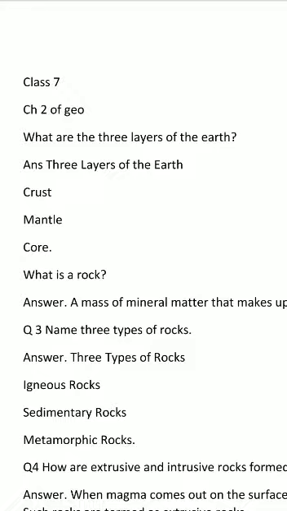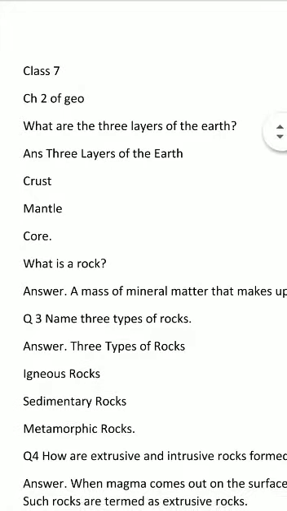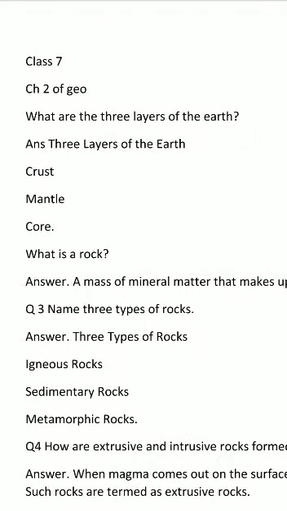And the answer, we will start with the introductory line. 3 layers of the earth are first crust, second mantle, third core. So you are to write in the way as I have written here, number 1, 2, 3. Crust is the outermost or topmost layer, then the middle layer is mantle and the innermost layer is core.